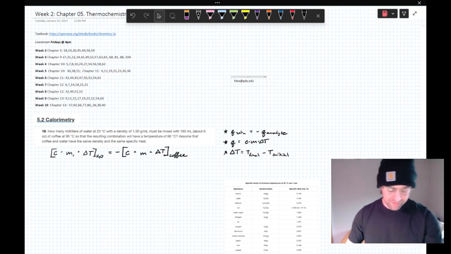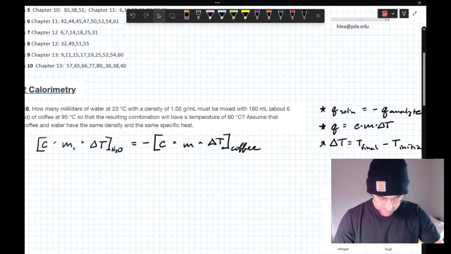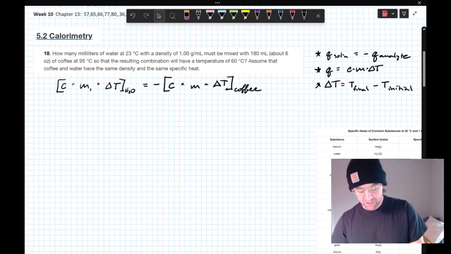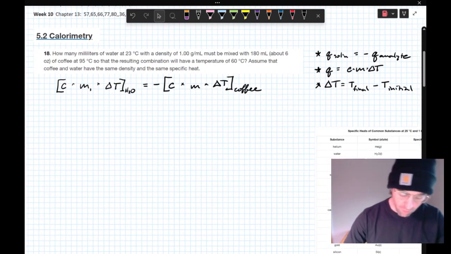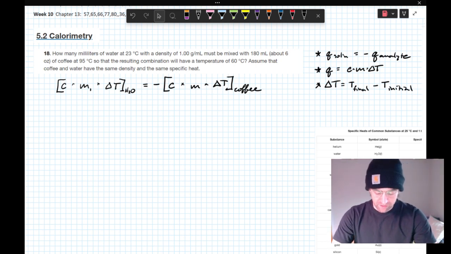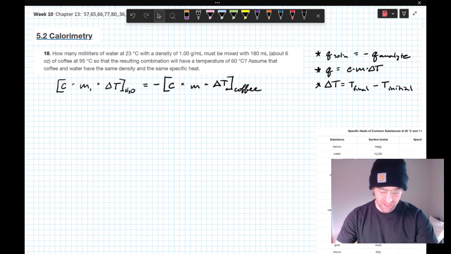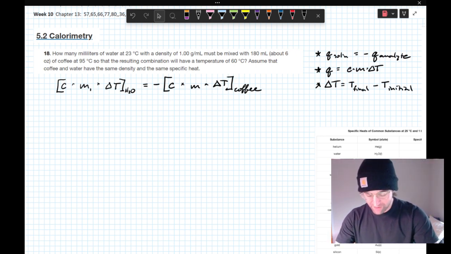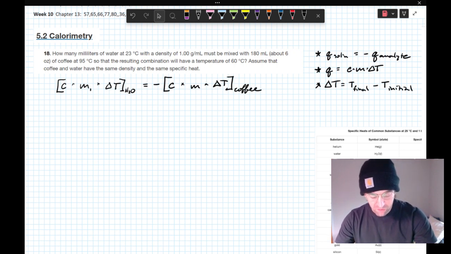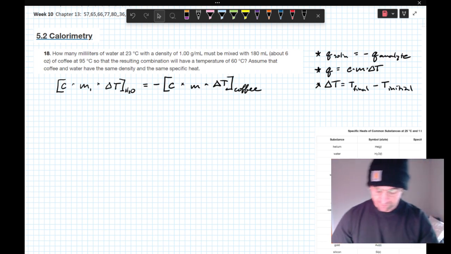So this first set of problems is just simple calorimetry. How many milliliters of water at 23 degrees Celsius with a density of 1 gram per milliliter must be mixed with 180 milliliters, that's about 6 ounces, of coffee at 95 degrees Celsius so that the resulting combination will have a temperature of 60 degrees Celsius. Assume that coffee and water have the same density and the same specific heat.